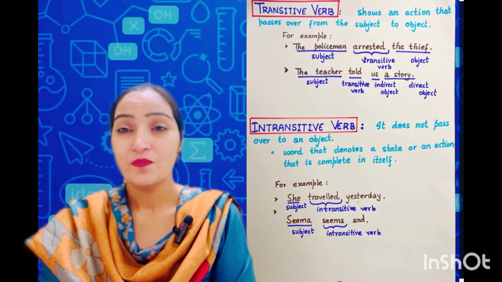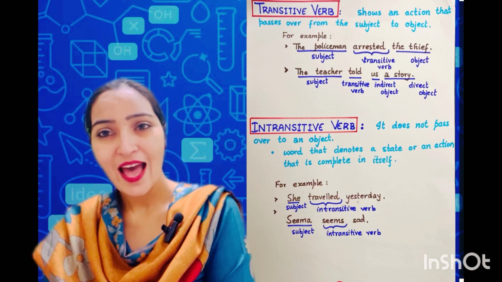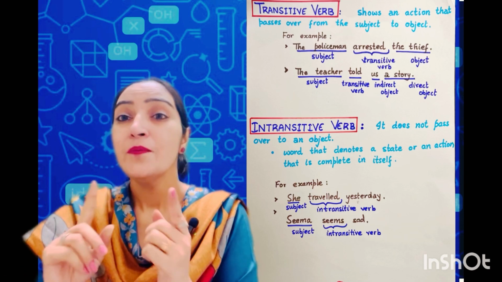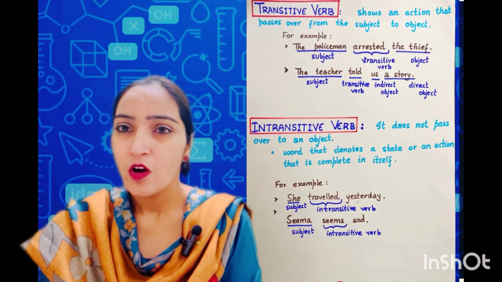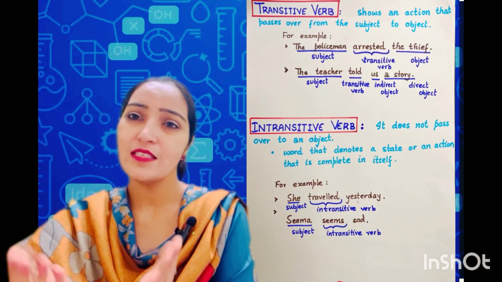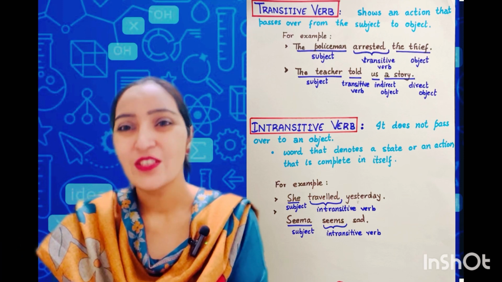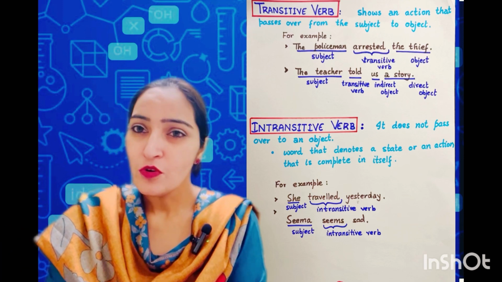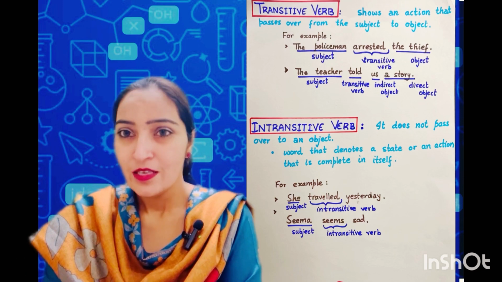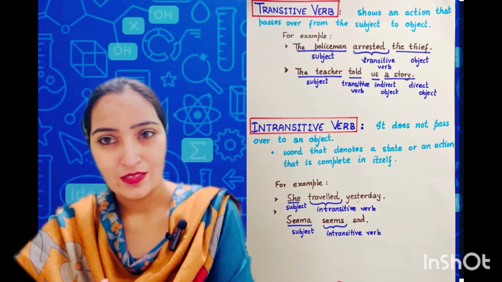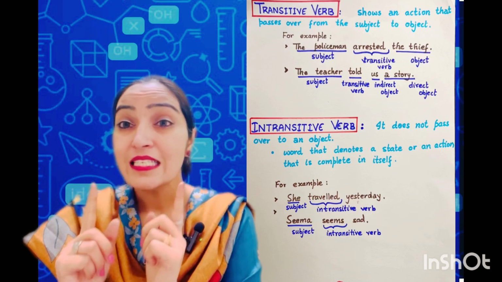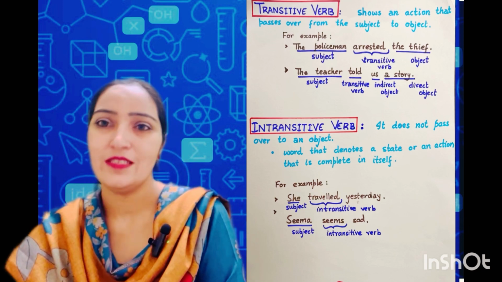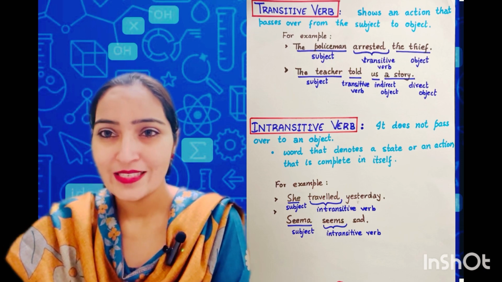Let's take another example. Seema seems sad. In this sentence, it is a state. Okay, it is a state or an action that is complete in itself. It is a state of mind. She's sad. Okay, it is a state of mind. So in such kind of sentences, the verb is intransitive. Seema seems sad. Seema is a subject. Seems is intransitive verb. I hope this is clear.